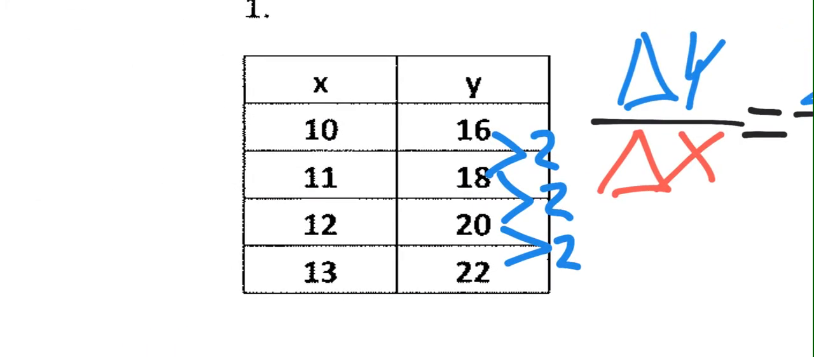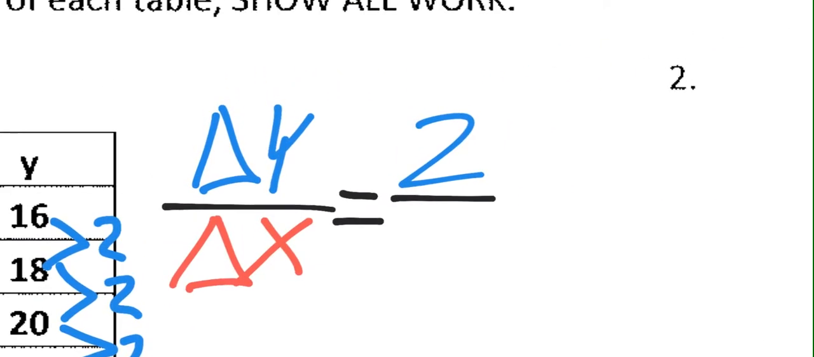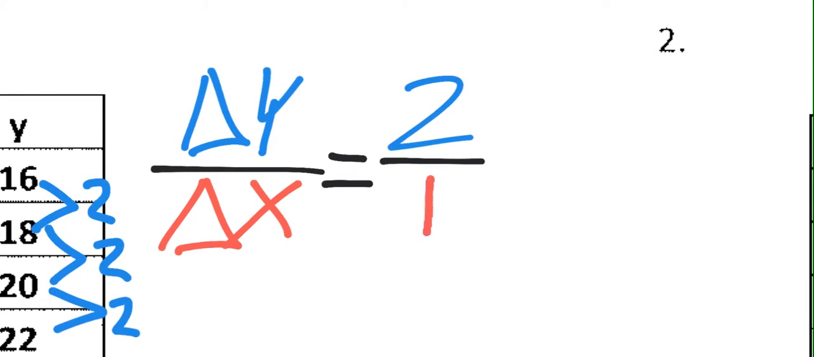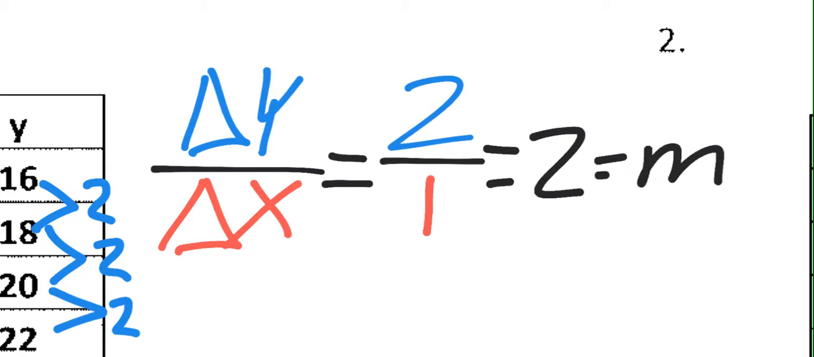And now on the x, I'm going to look at these. Well, each one of these changes by 1. So my change of x, they all changed by 1. So my slope, or my m, is going to be 2. All the same thing. My constant rate is 2. Every time y changes by 2, x changes by 1.